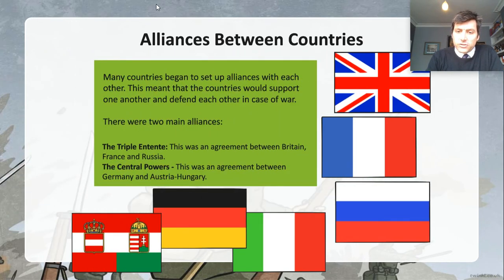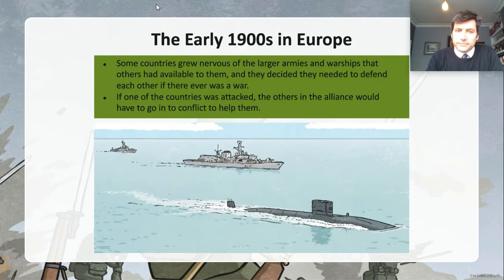Okay, so we've got these countries who are agreeing against each other. Now, these alliances mean that one attack will cause lots of countries to be involved in a war, because they've made an agreement that they'll defend each other.